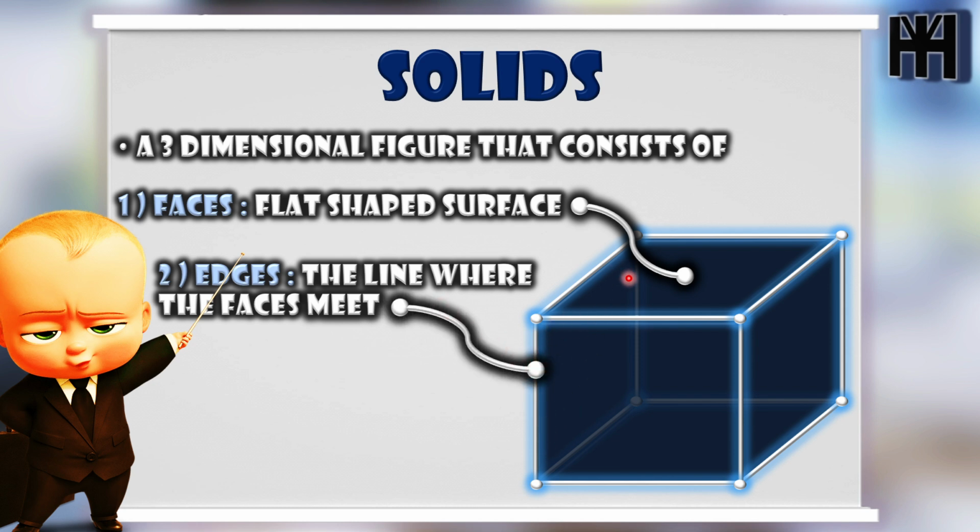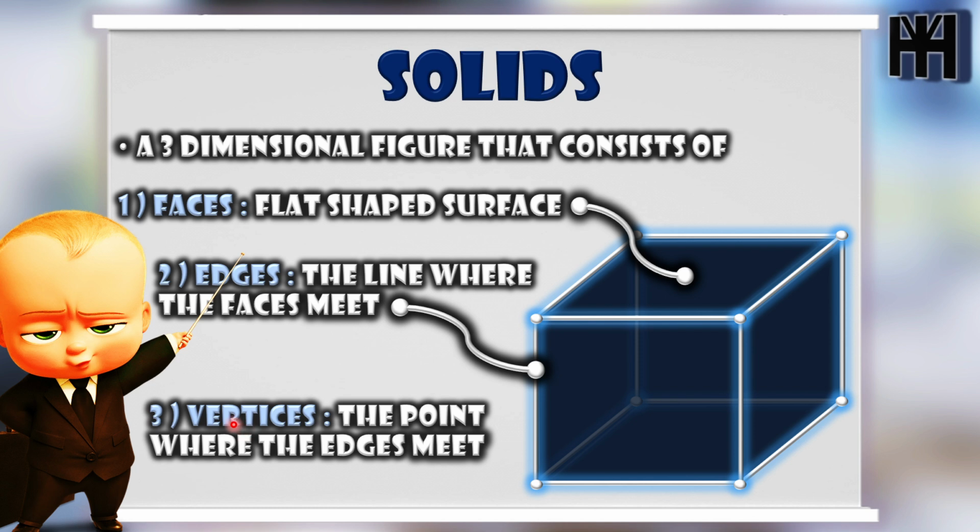This face here meets this face in this edge, and this face up here meets this face in this edge. Okay, and the last thing, which is binding the edges together, the vertices. And the vertex is the point where the edges meet, like this vertex here. This edge and this edge and this edge meet in this vertex. So as you see here, the solids consist of three main things: the faces, the edges and the vertices.